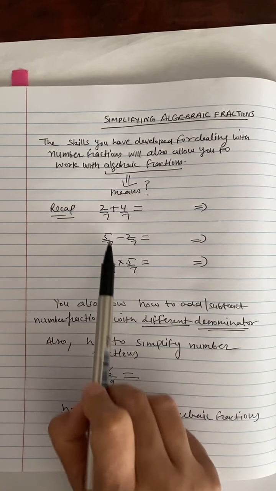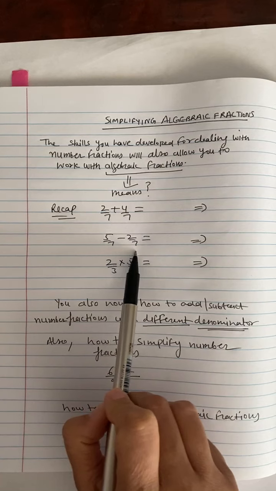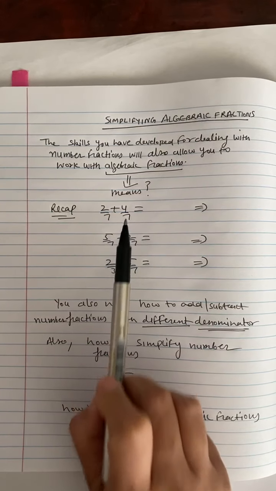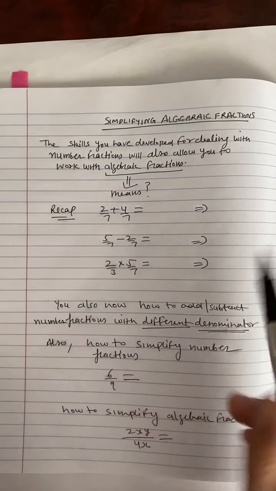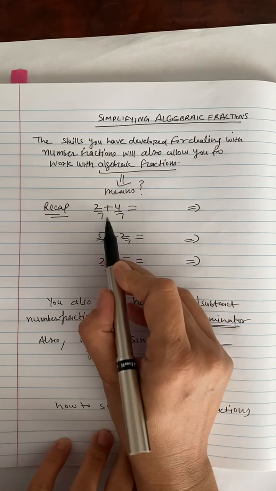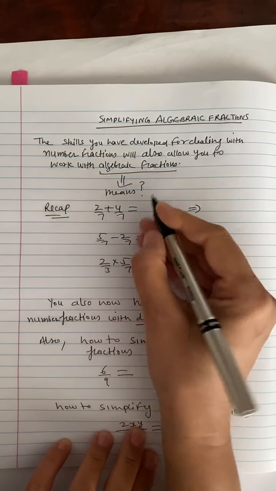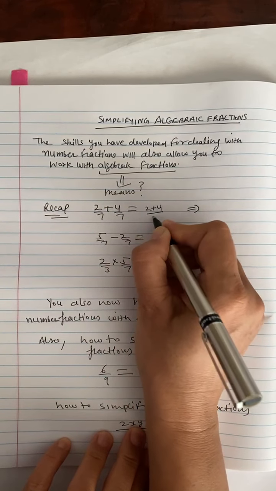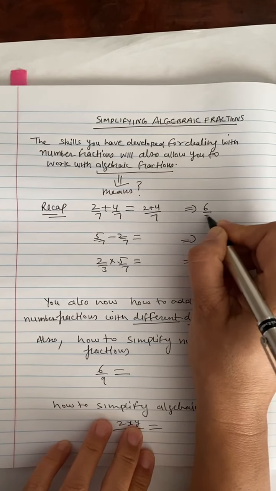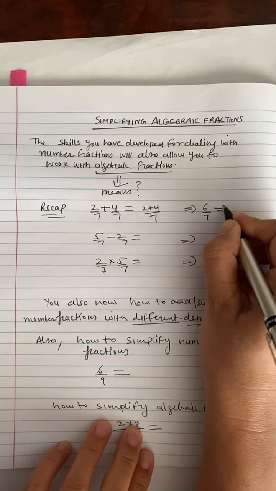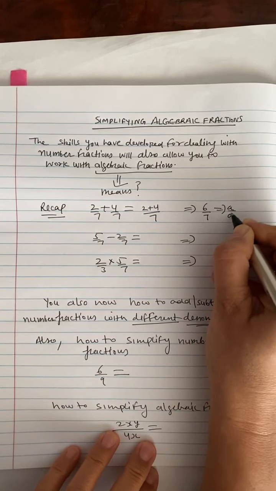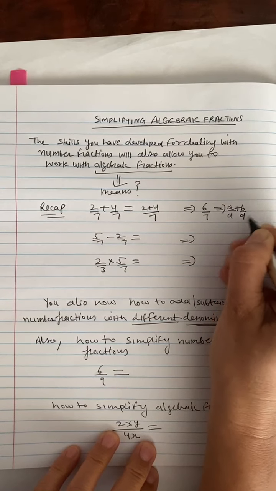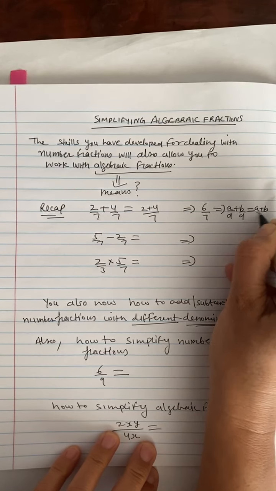When you are adding or subtracting, the denominator is the same, but you also know how to add and subtract if the denominator is not the same. So with 2 over 7 plus 4 over 7, this is the same as 2 plus 4 divided by 7, which is 6 over 7. And we can generalize this. If you have a over d plus b over d, this is equal to a plus b over d.